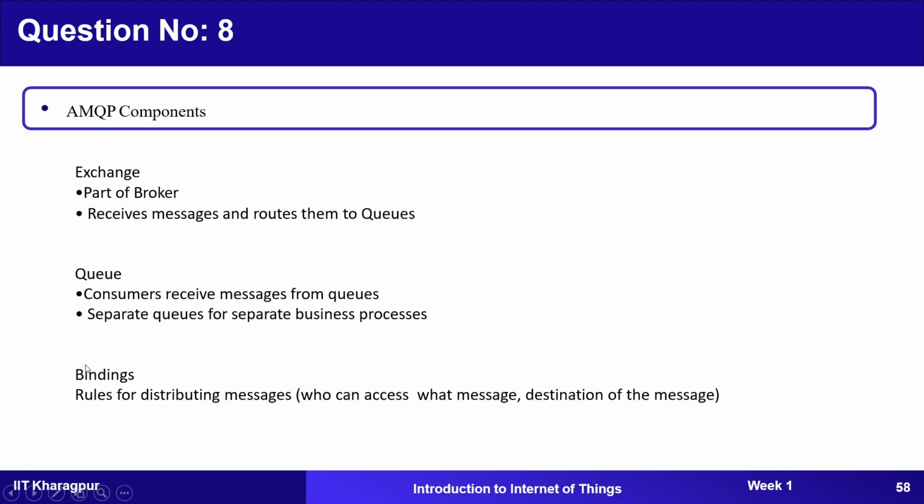The exchange is a part of the broker, and it receives messages and routes them to the queues, which are going to store those messages. The second one is the queue, which stores the messages sent by the exchange. After that, the binding. Bindings are the rules for distributing the messages. They tell how we are going to send the messages, who is going to access those messages, and what the destination will be. All those things are maintained by these rules, and these are called bindings.